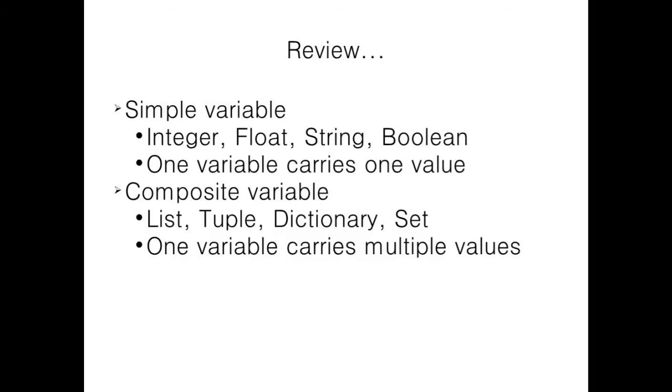Generally speaking, there are two types of variables, simple variables and composite variables. A simple variable carries one value, so one variable, one value. Some examples include integer, floating point number, string, and boolean. A composite variable is one variable that can carry multiple values. We talked about some composite variables before, like list and tuple. Today we're going to talk about one more composite variable, dictionary.